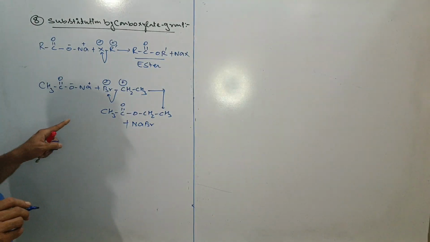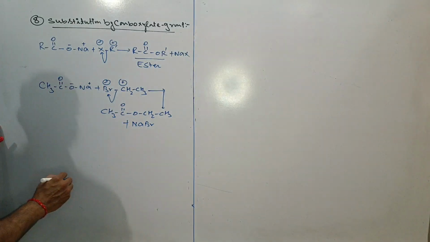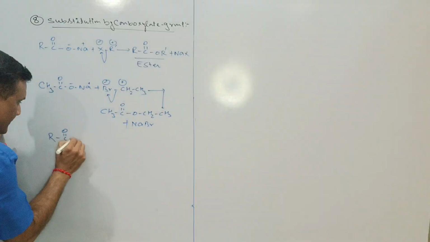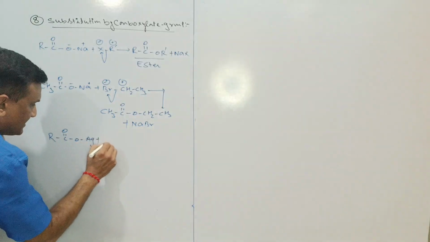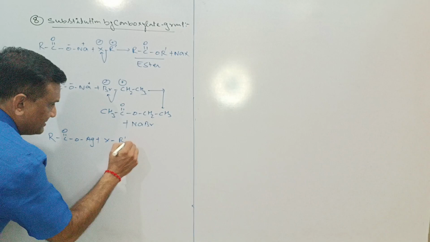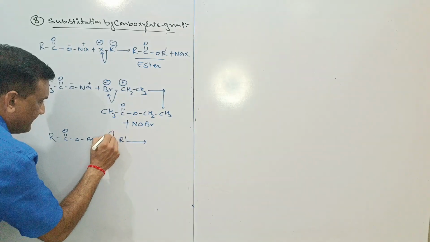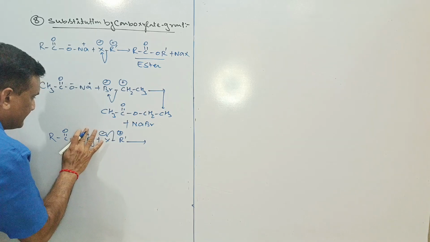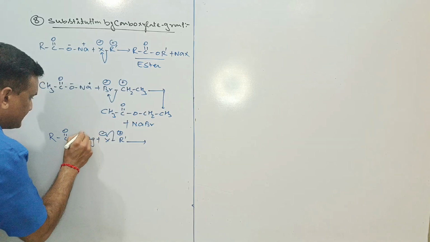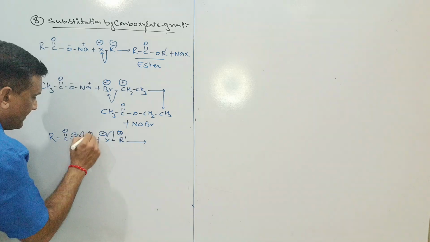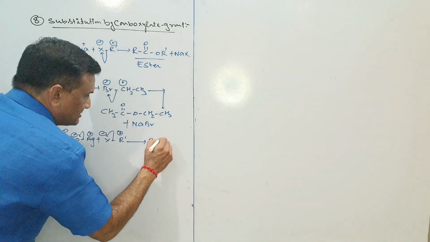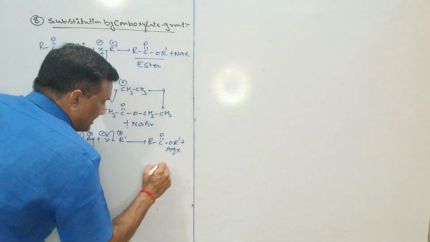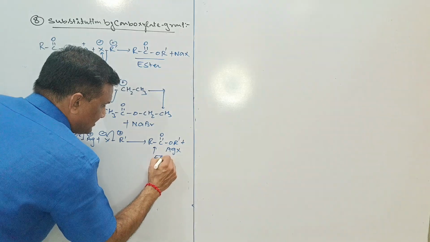This reaction may be carried out by using the silver salt also. So this is the silver salt of carboxylic acid, RCOOAg. This is the X and R'. So here will be formation of, as usual, silver salt and further formation of ester. This is RCOOR' plus AgX. This is called an ester.